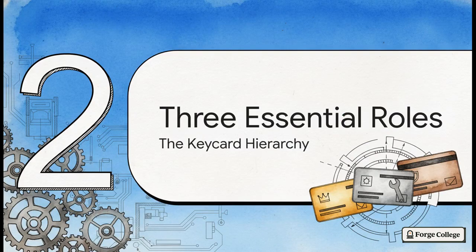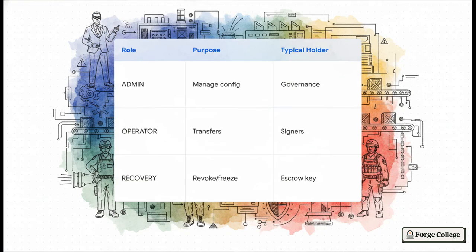Moving right along, section 2, the 3 essential roles, the keycard hierarchy. Okay, so we need to break down the specific permission tiers for our factory's keycard hierarchy, because let's face it, not all roles are created equal, and defining them clearly is really half the battle. We've broken this down into 3 essential roles.